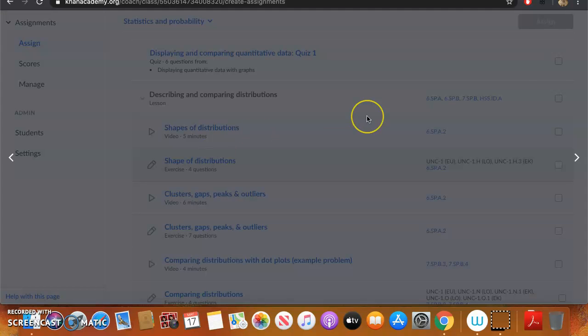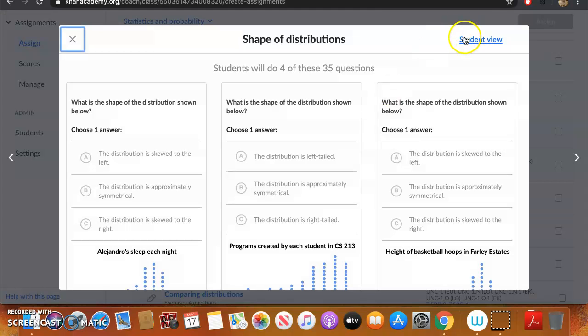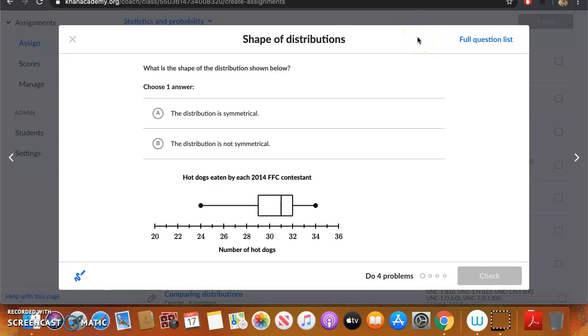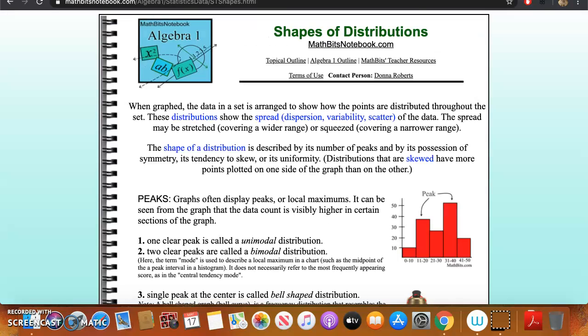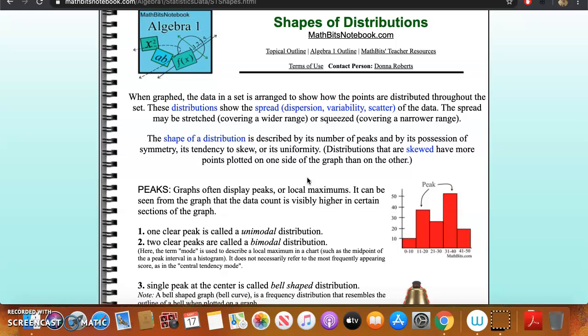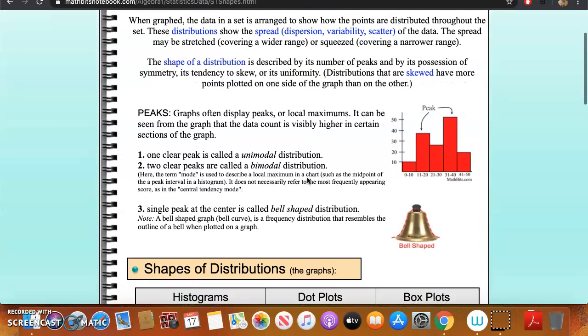All right. Before we start with some of these problems, I'm just going to do a really quick review of different shapes of distributions. I'm going to refer to a great review of shapes of distributions on mathbitsnotebook.com. They've made a great little outline of the different shapes of distributions.